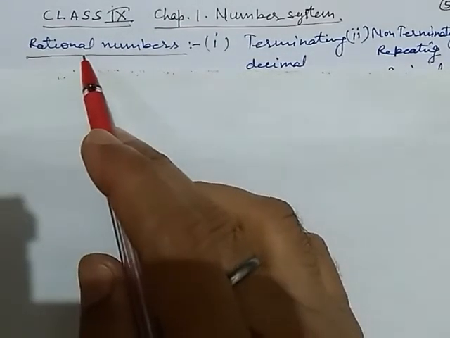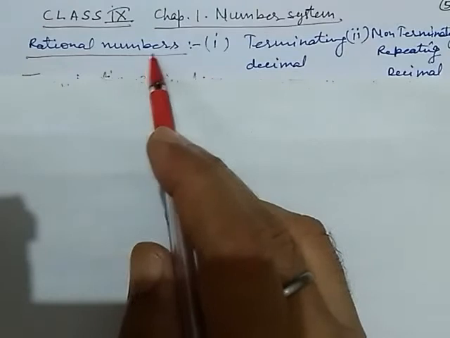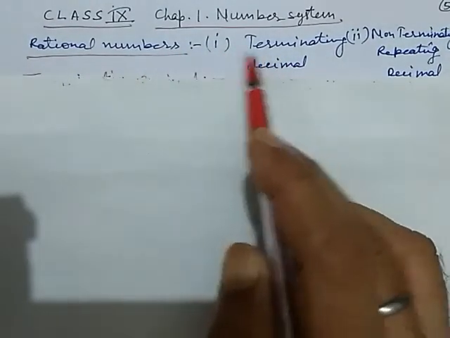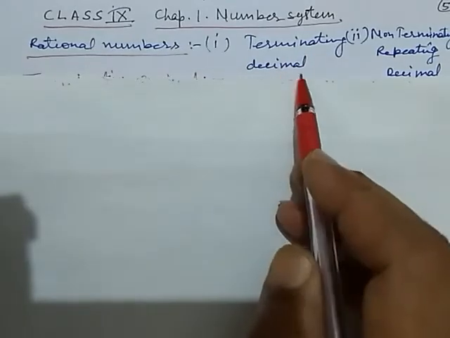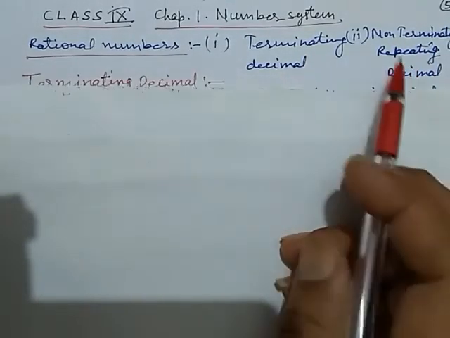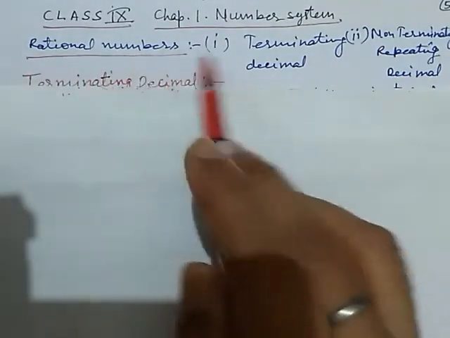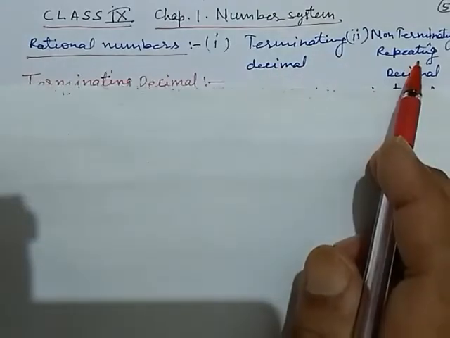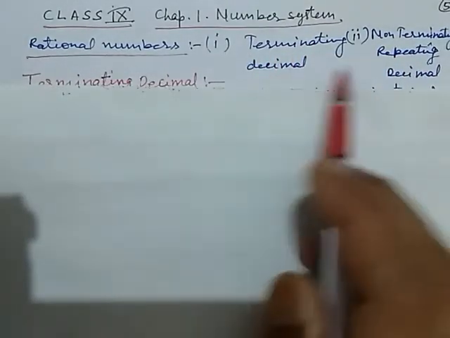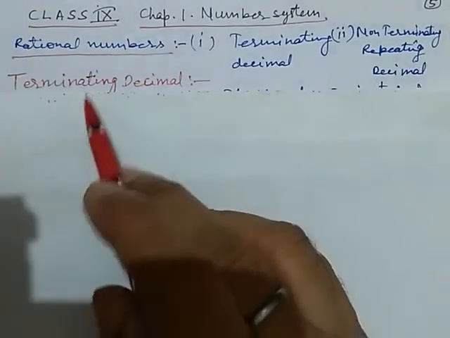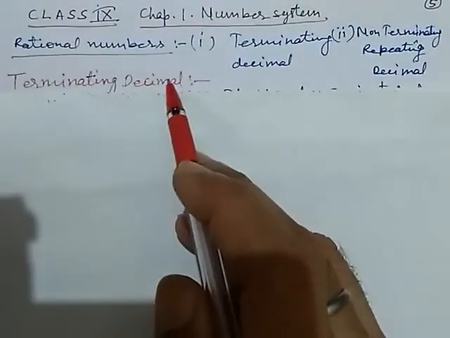Now here, rational numbers are of two types: first, terminating decimal, and second, non-terminating repeating decimal. If we represent a rational number in the form of a decimal, then there are two types of decimals, terminating decimal and non-terminating repeating decimal. Okay. First we understand what a terminating decimal is.